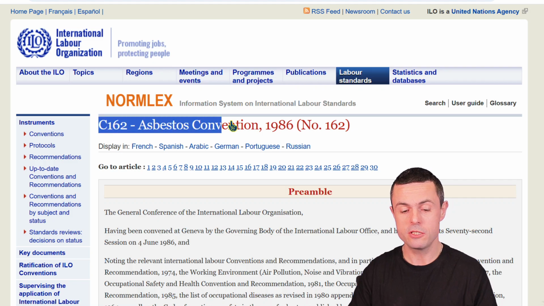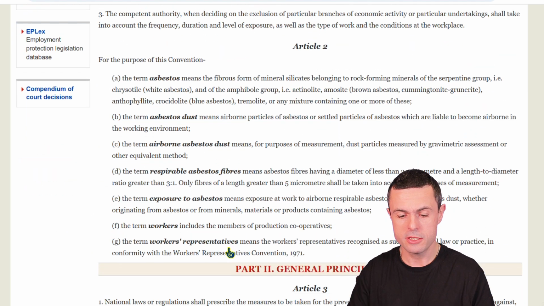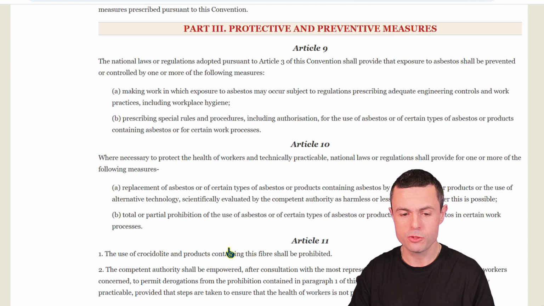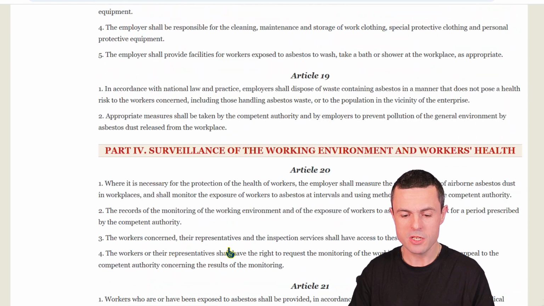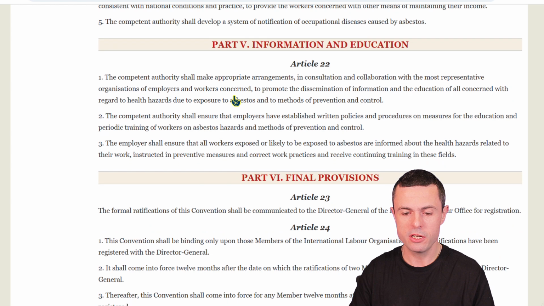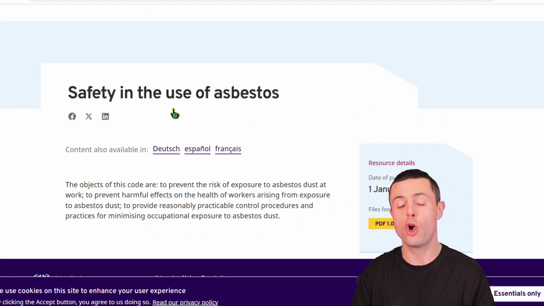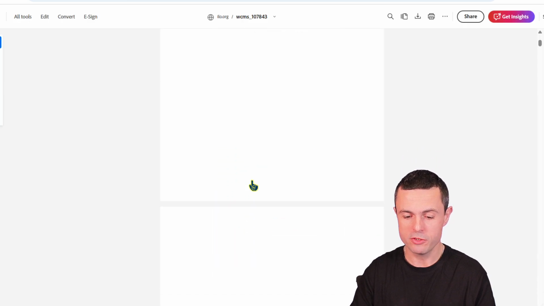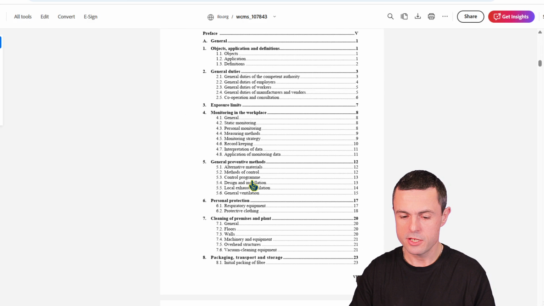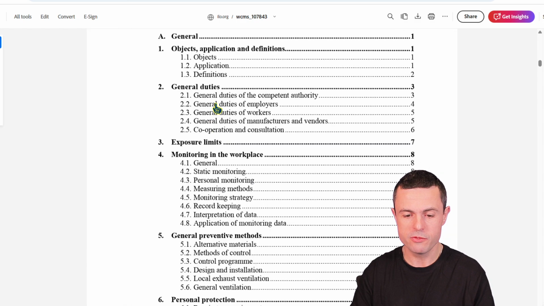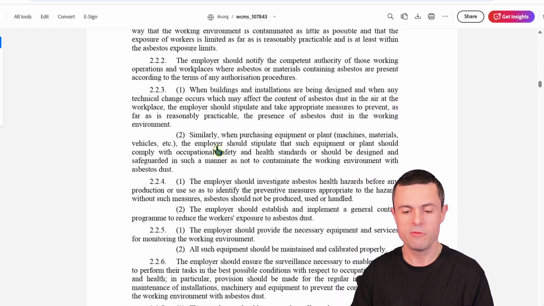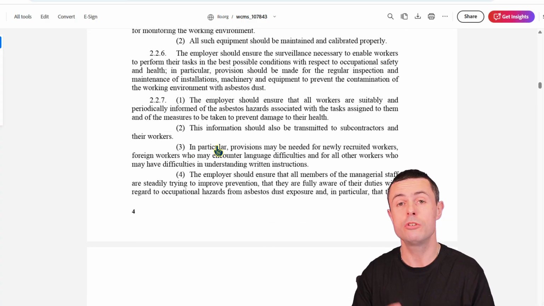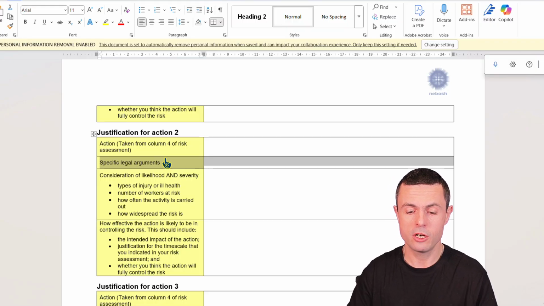And also, if you have an asbestos hazard, we have C162, the Asbestos Convention. Take a look at this. General principles, protective and preventive measures. Take a look at that. Surveillance, health surveillance. And we also have a code of practice, which you could use. A bit of an old one by the looks of it, but still valid. 90 pages. Duties of employers. Just go straight there. There we are. There are your duties, which you could use in your specific legal arguments right there.